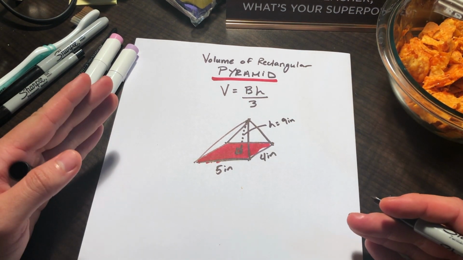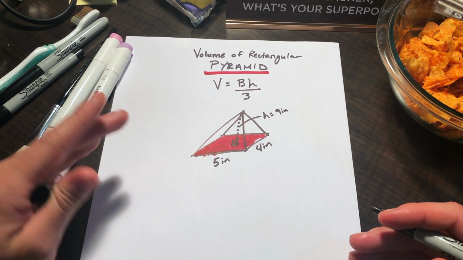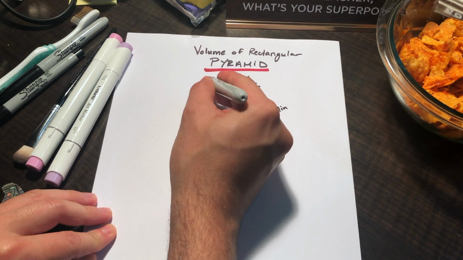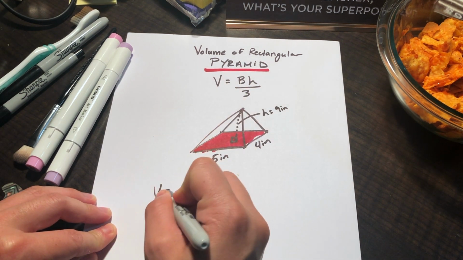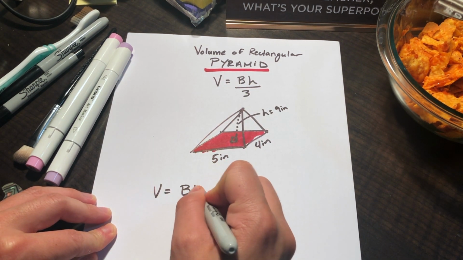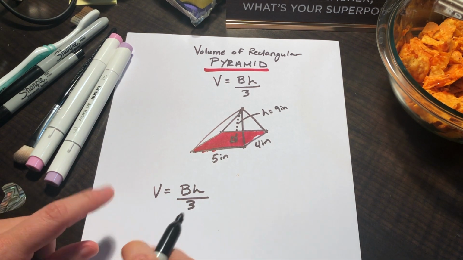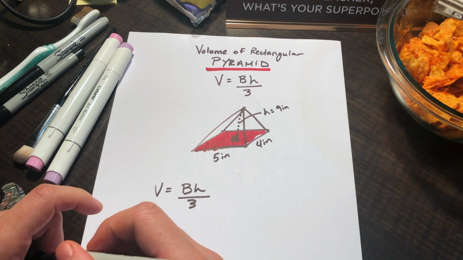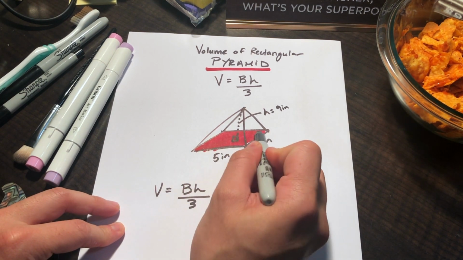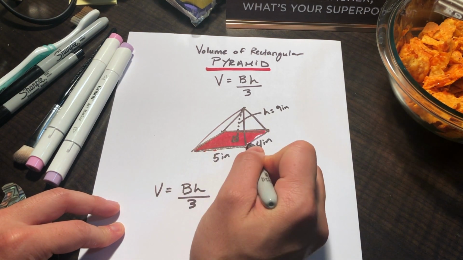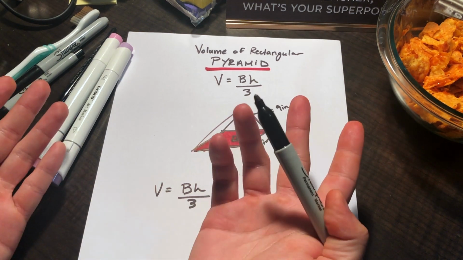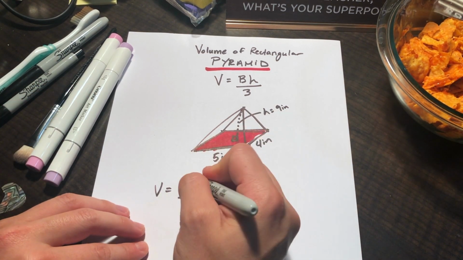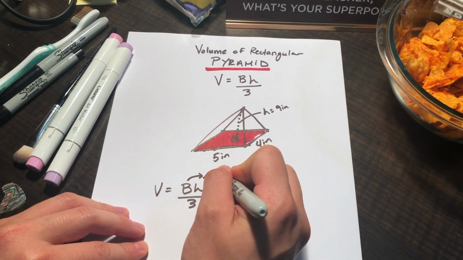Once you see me try this out, you're gonna see it's pretty easy, guys. So let's go ahead and start. Let's write down the formula again. V equals area of the base times height divided by 3. And remember, the big B stands for area of the base. So what's the area of this rectangle? How do you find the area of a rectangle? Anybody know? Area of a rectangle. Isn't that length times width?